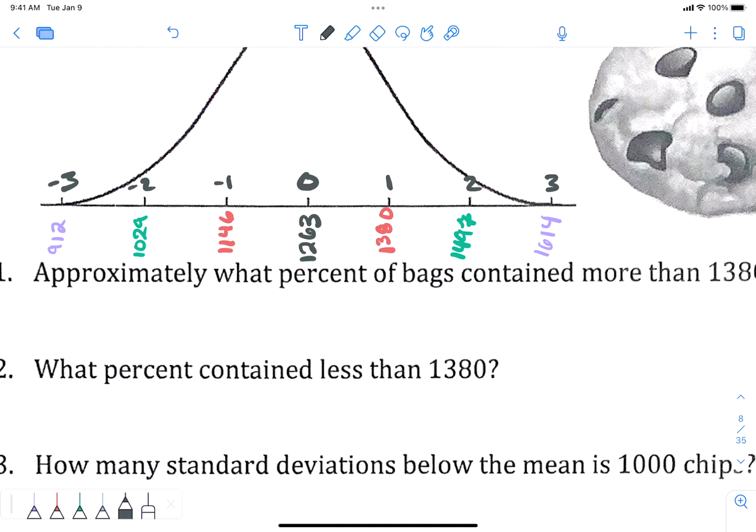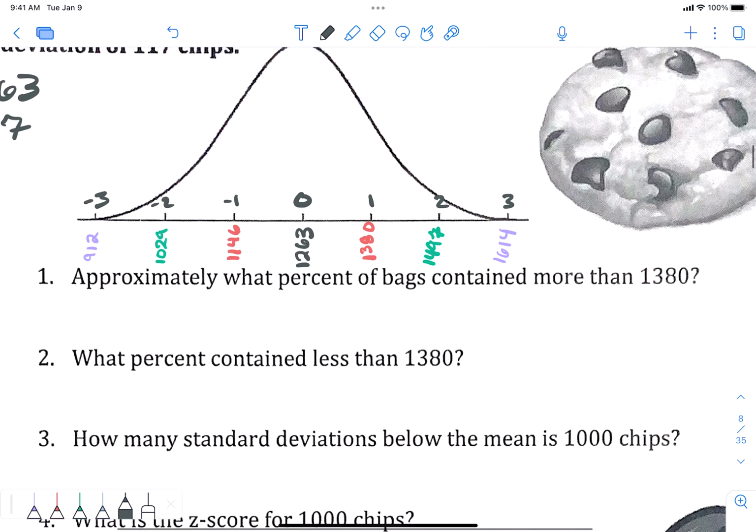Those are the z-score. That's the number of... No, you're right. You're both right, because they're both the same thing. That's the number of standard deviations that you are. That's the z-score, right? Okay? So, like on number 1, when they ask you approximately what percent of bags contain more than 1380.